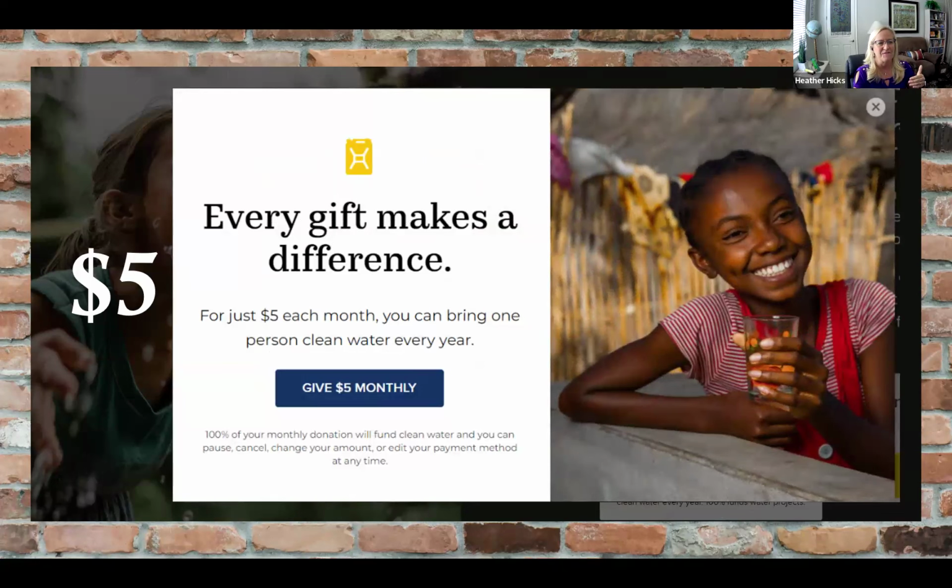And just for $5 a month, you can bring one person clean water every year. Just imagine how many people Charity Water has in their monthly donor program that are contributing $5, $10. That's their lowest option on their normal giving page, $20 or whatever. How many people? And all that adds up.